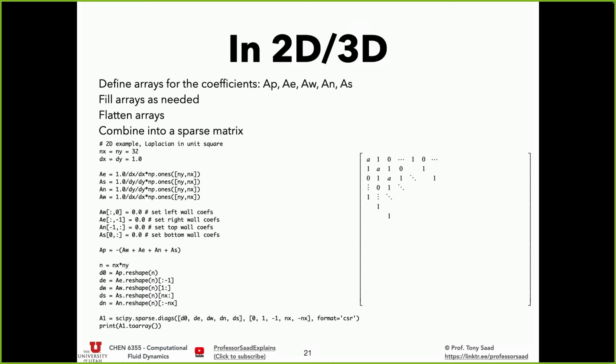What you're doing here is going to be nx times ny, and a little bit more complex in 3D. But once you have these one-dimensional arrays, you just put them on the diagonals: the main diagonal d0, the first upper d east, the first lower d west, the north diagonal and the south diagonal, which is going to be nx away in this direction and nx away that way. Then you place them like this, and you get that full sparse representation of the Poisson equation in 2D.